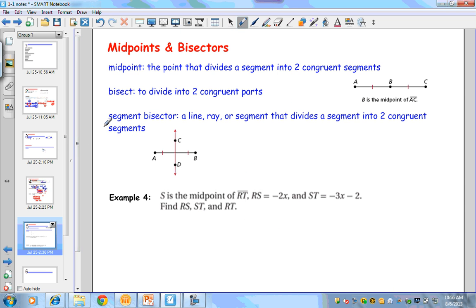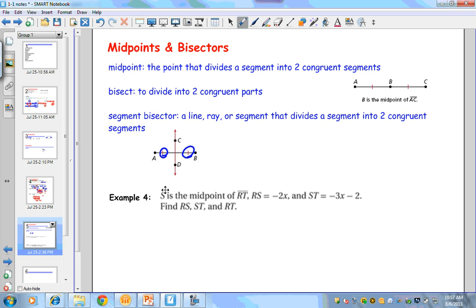Midpoints and bisectors. Well, midpoint is defined as a point that divides a segment into two congruent segments. Notice, once again, the symbols here, the tick marks. We know that AB and BC are exactly the same length. They are congruent. And to bisect something is to divide it into two congruent parts, or two equal parts. A segment bisector is a line, ray, or segment that divides a segment into two congruent segments. So like what we have here with this example, we have line CD bisecting line segment AB. And I know it bisects because, once again, we have our symbols.